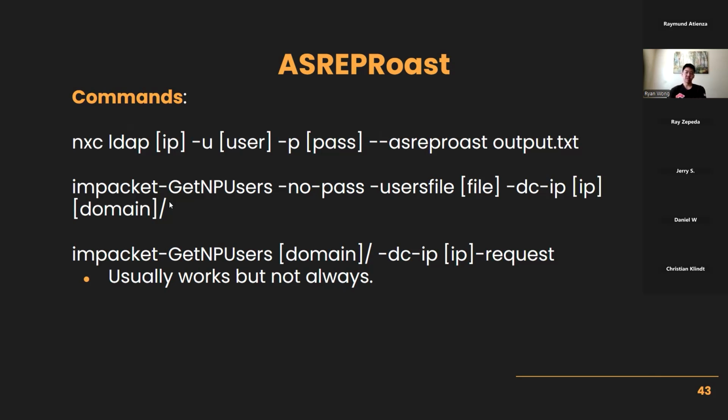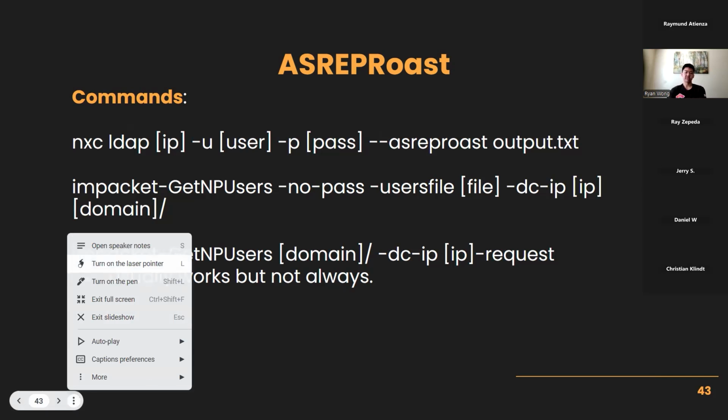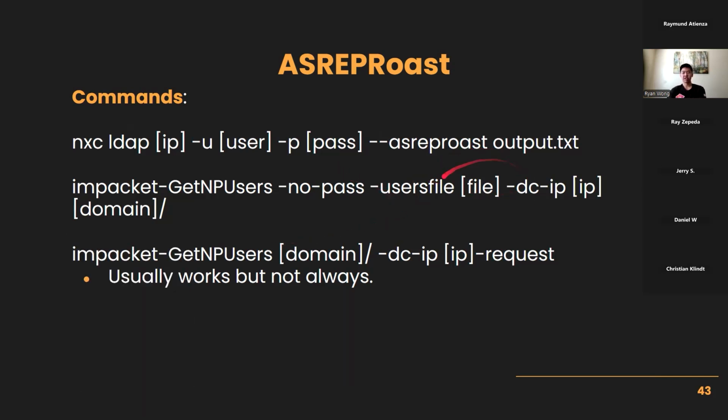The second one uses a user list file to check each user on a domain. So let's say you have a list of users on the Active Directory and you want to see if any of them are vulnerable to AS-REP roasting. You could use a user file to brute force who is vulnerable.